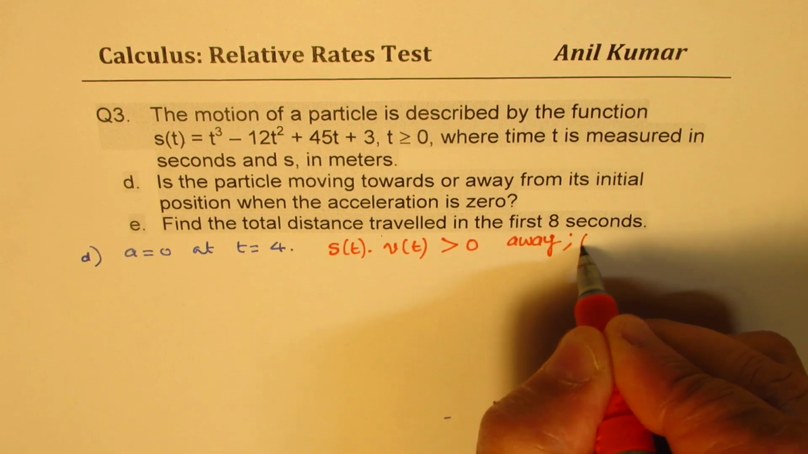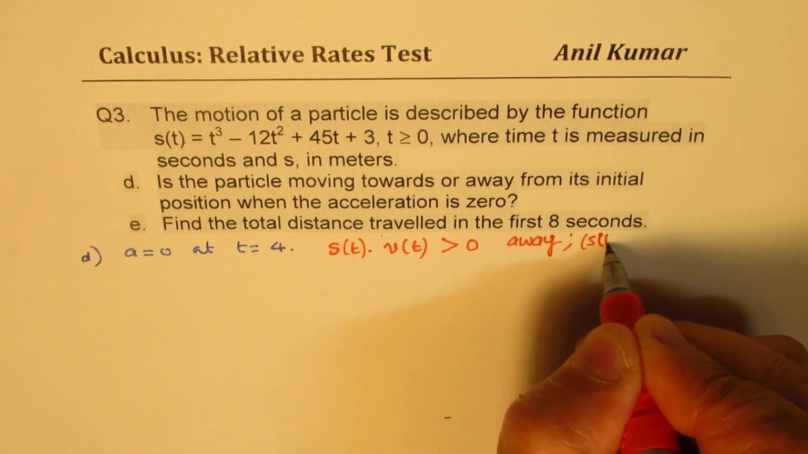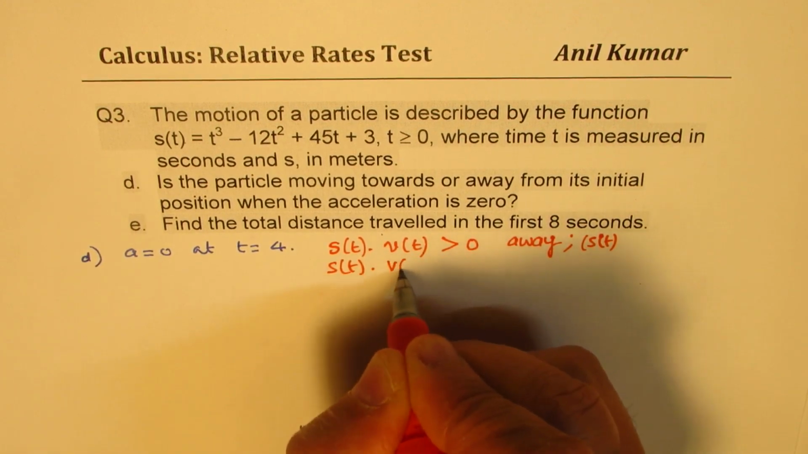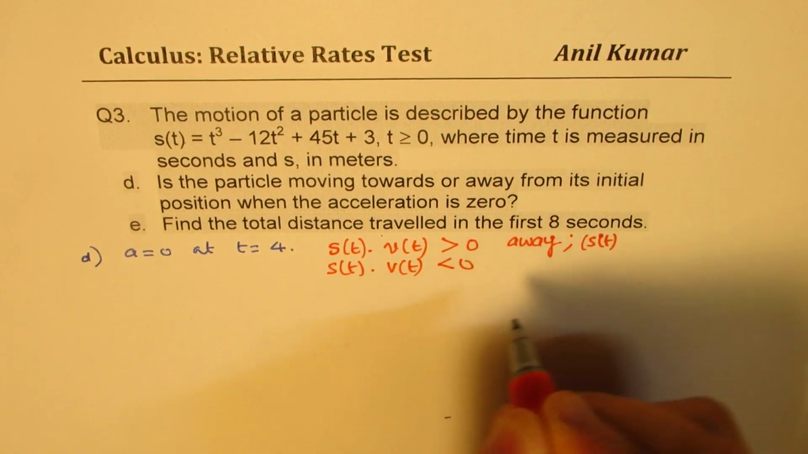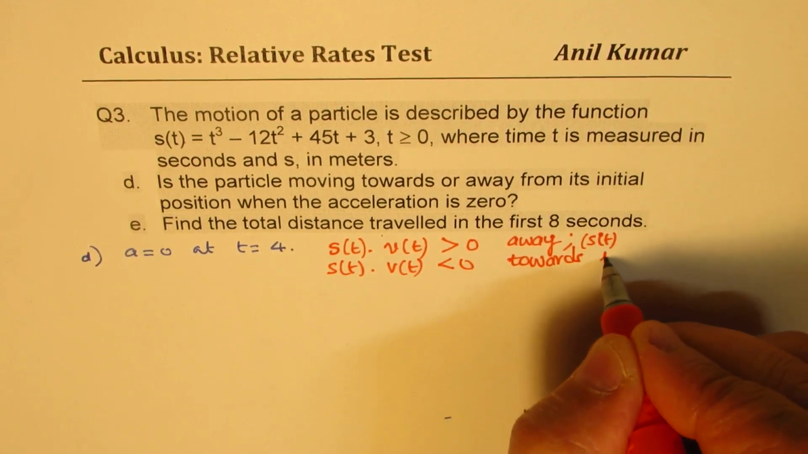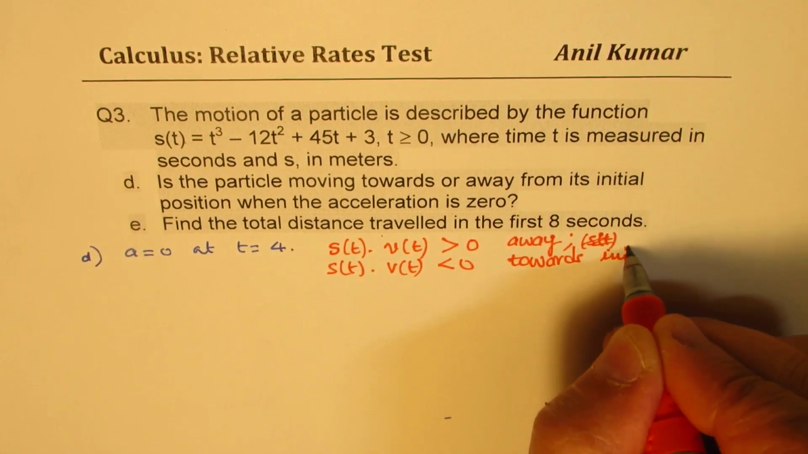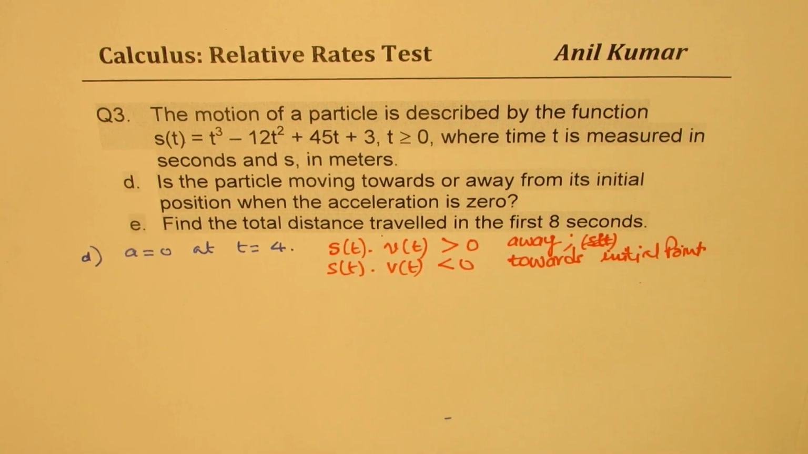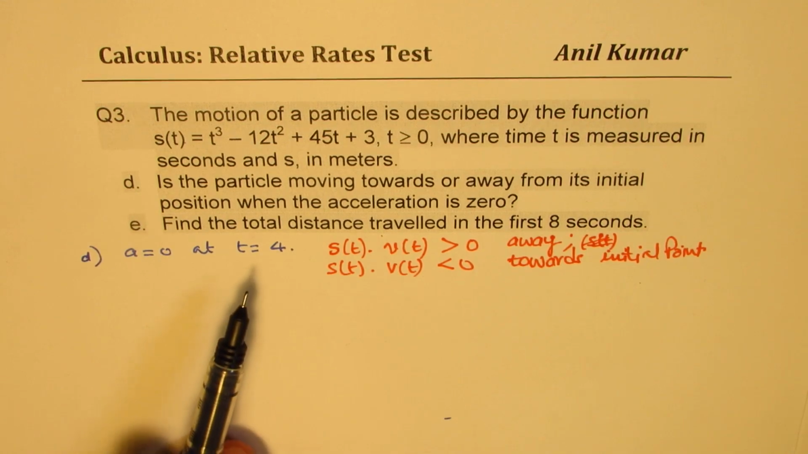But if this product s of t, let me write here, if s of t and v of t is less than 0, then it is moving towards the initial point. Is that clear? So we need to consider the position and the velocity, both of them at t equals to 4, correct? That is very important.